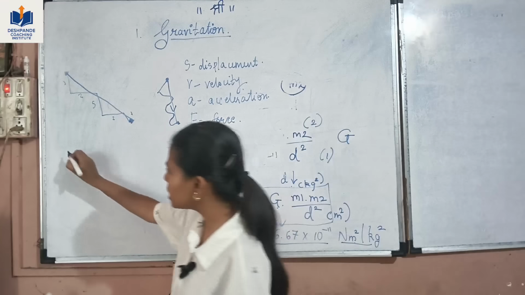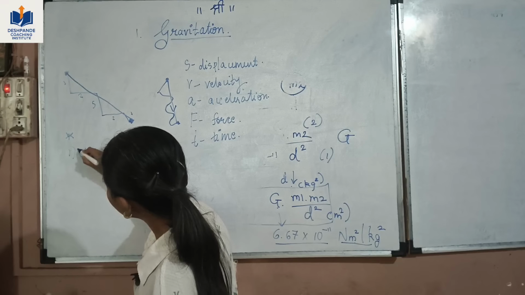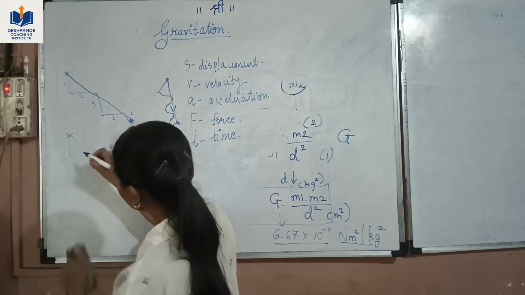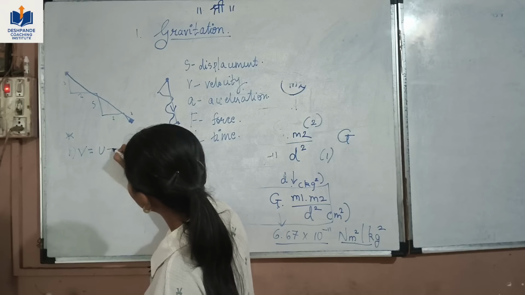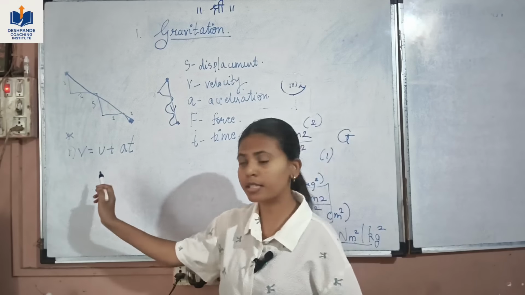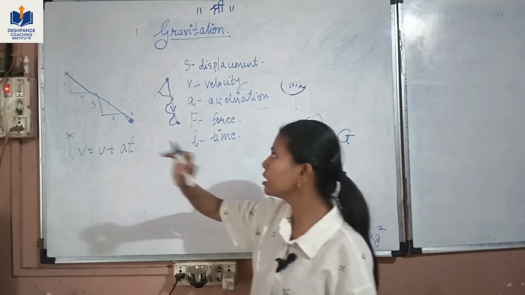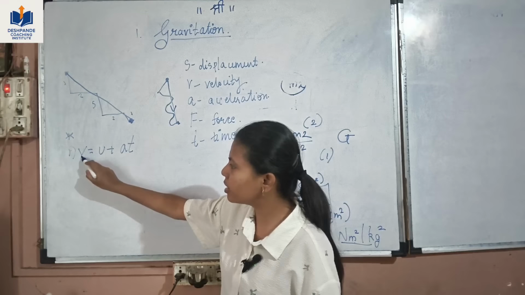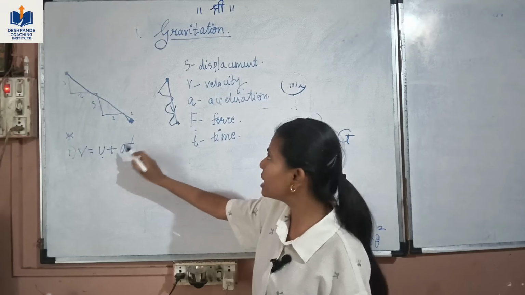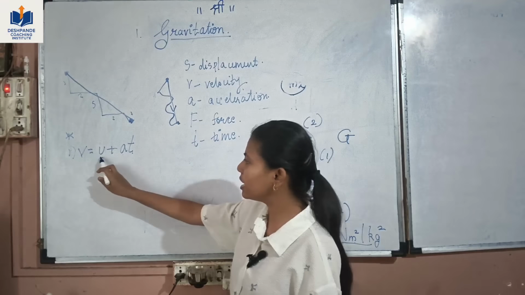So the first equation is V is equal to U plus AT. I hope this is visible to you. V is equal to U plus AT. So now V is the velocity, but here V is the final velocity. U is the initial velocity of that body. A is the acceleration and T is the time in seconds. So what is final and initial velocity?